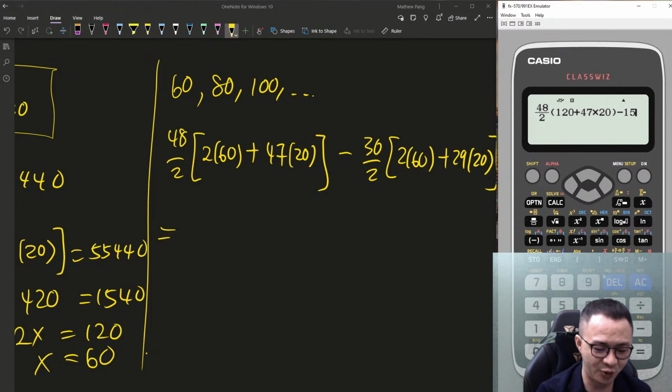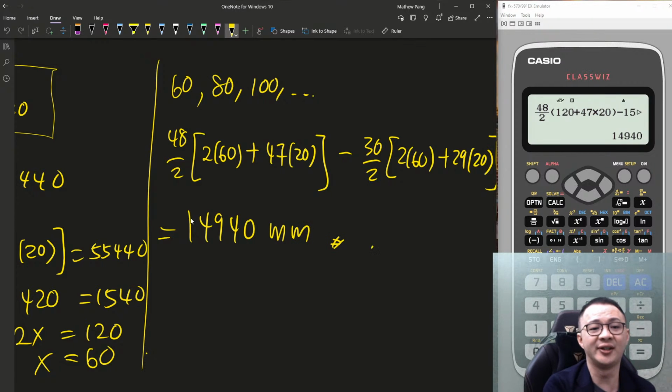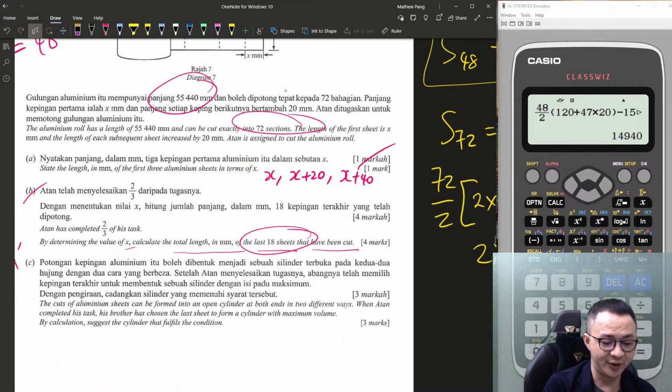Minus, okay, this one I can do 15 now, right? It's some simple math I can do in my brain. Okay, so 14940 mm. This is the total length for the last 18 pieces. Okay, so yeah, the last 18 sheets have been cut.